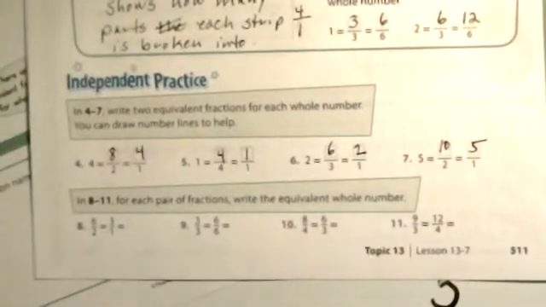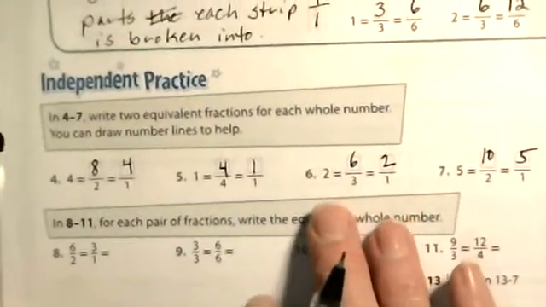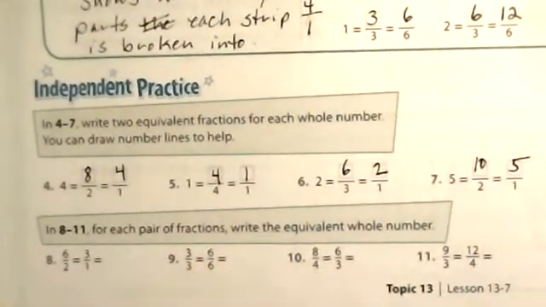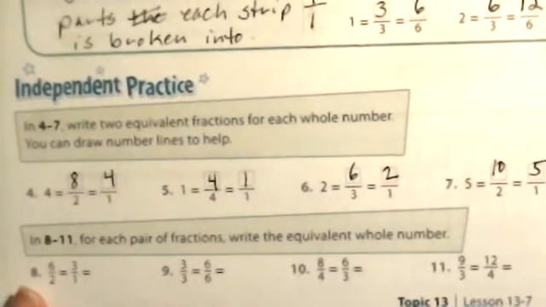Okay, let's look at these last few problems. So here it says, for each pair of fractions, write the equivalent whole number. And these are the ones that I think I put on the Google form. So I would pay very close attention to these.